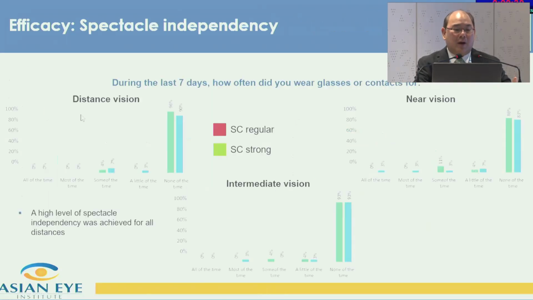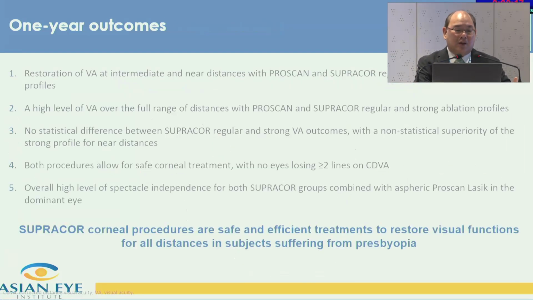Now, how independent were they in terms of glasses? Distance, intermediate, and near. Near vision is about 85%. Distance vision is about 90 to 96%. So in terms of outcomes, our strategy of one eye distance ProScan and Supracore on the other eye works very well. Patients are happy, and both algorithms are showing good efficacy and satisfaction. Thank you very much.